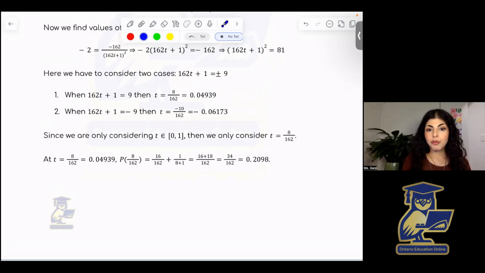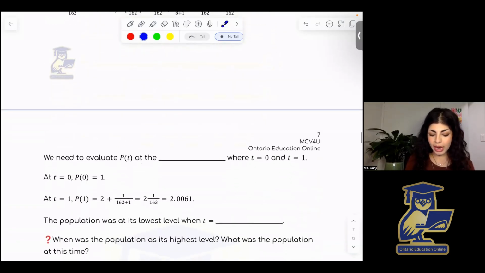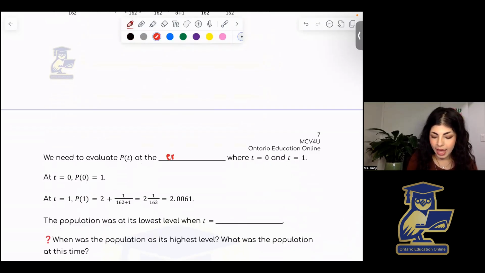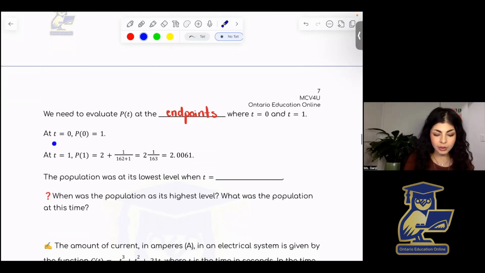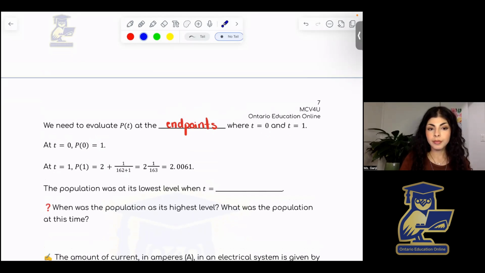So we have the output for our critical point, but we also now need to check and evaluate P of t at the endpoints. Especially because we have closed intervals, we really need to be checking those endpoints. This occurs when t is equal to 0, so when the campaign is just starting, and t is equal to 1, so after a year has passed. At t equals 0, the pollutant is just 1. We haven't done any cleanup, and that makes sense, right? All the pollutants are still there. But after 1 year, if we evaluate this, we get 2.0061.